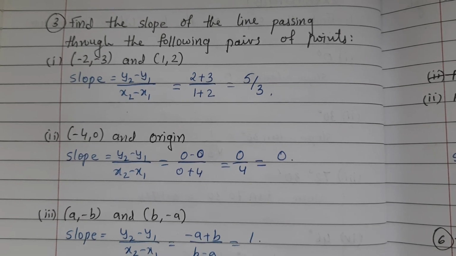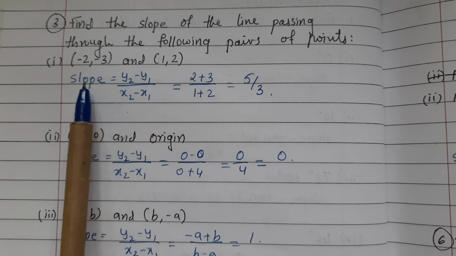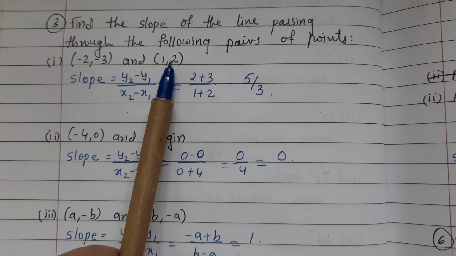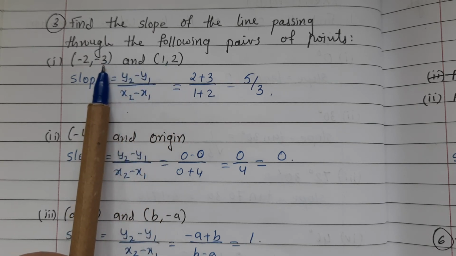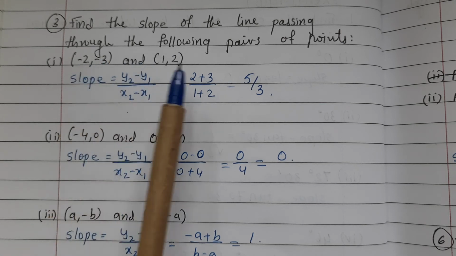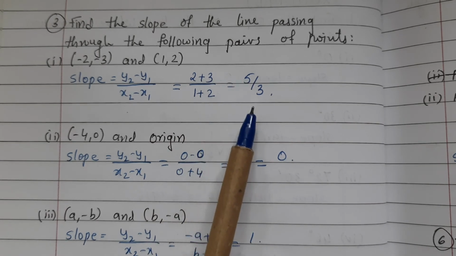Sum number 3. Find the slope of the line passing through the following pairs of points. First, (-2, -3) and (1, 2). Slope equals (y2 - y1) upon (x2 - x1), which equals (2 - (-3)) upon (1 - (-2)), which is 5 upon 3.